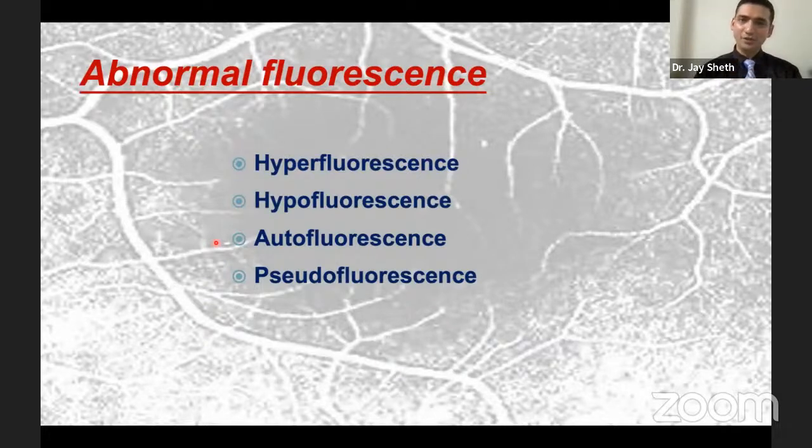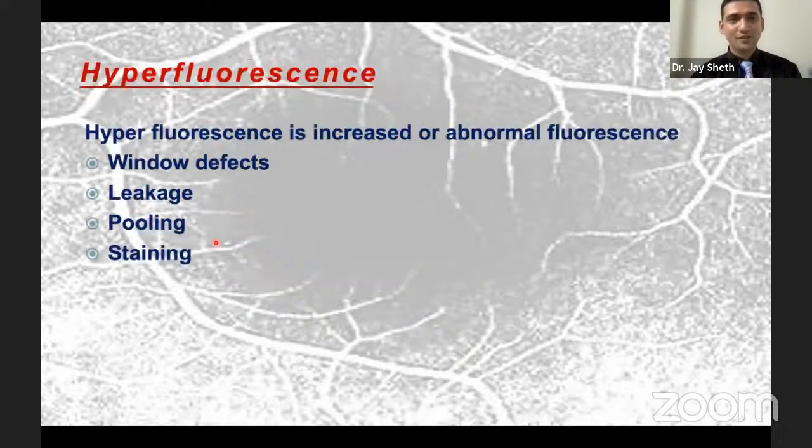Once we have looked at the normal fluorescein, we come to the abnormal fluorescein patterns. The two primary abnormal patterns that I would like to cover today are hyperfluorescence and hypofluorescence. First we go to hyperfluorescence. Hyper means that when we do a fluorescein angiography, any area that has an increased amount of fluorescence appears more white in color, to put it in very simple terms.